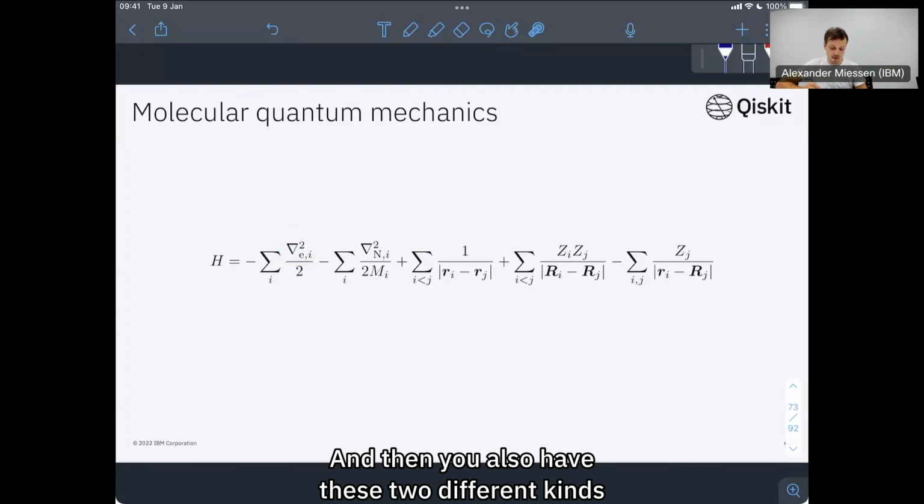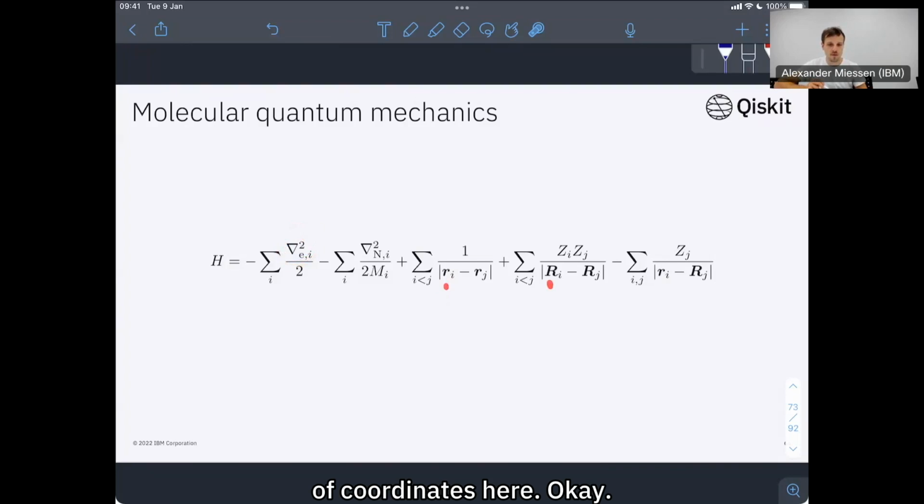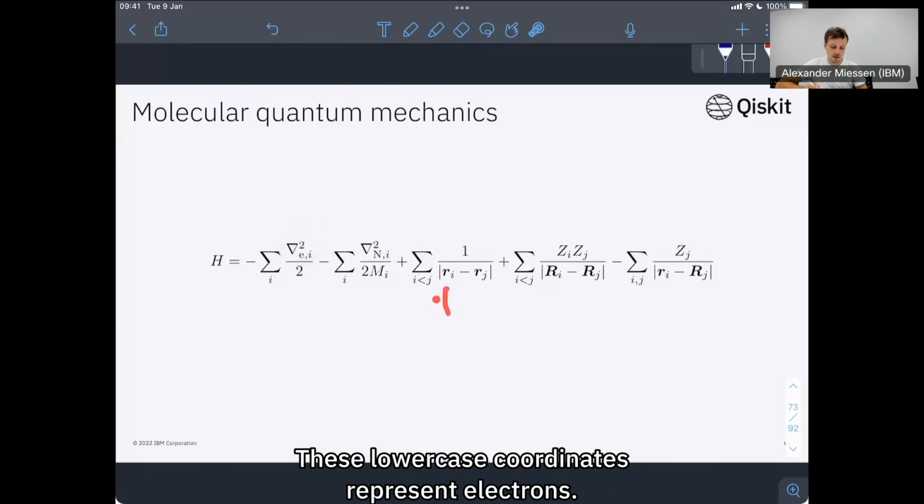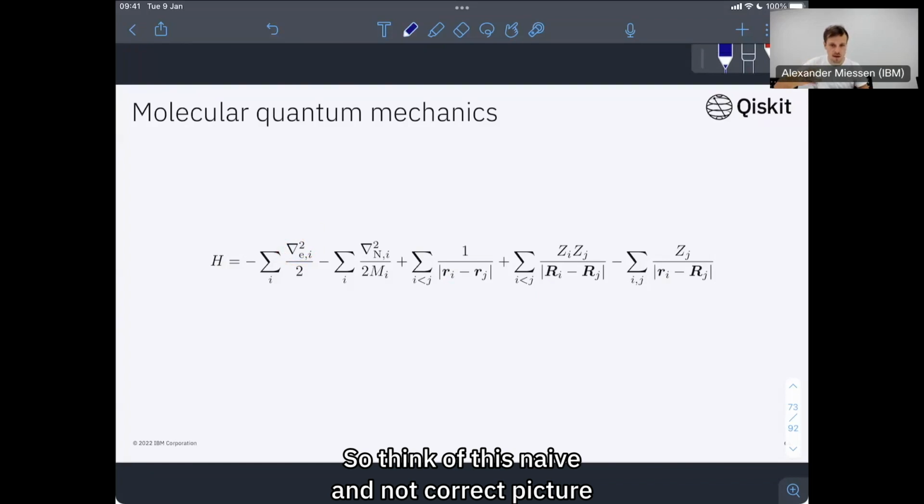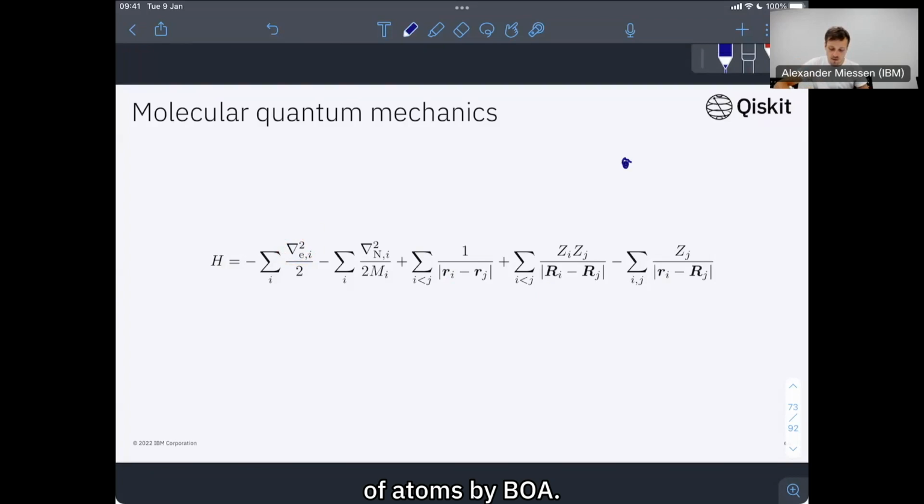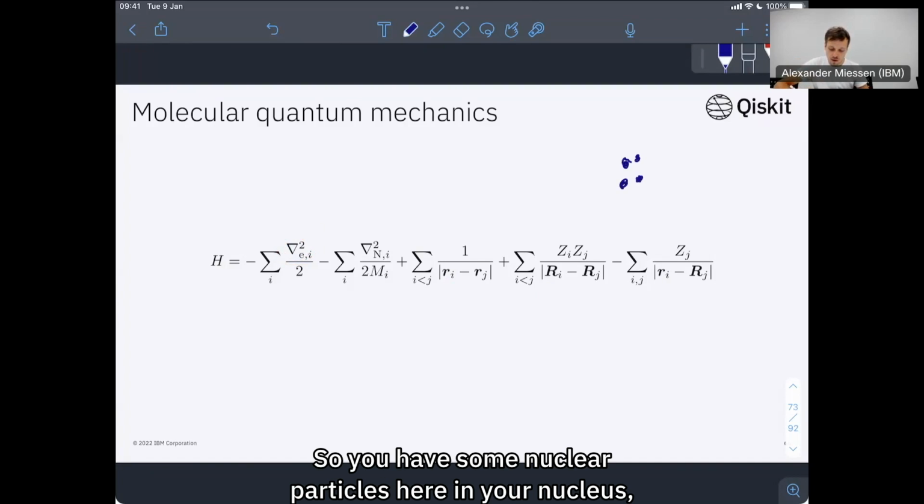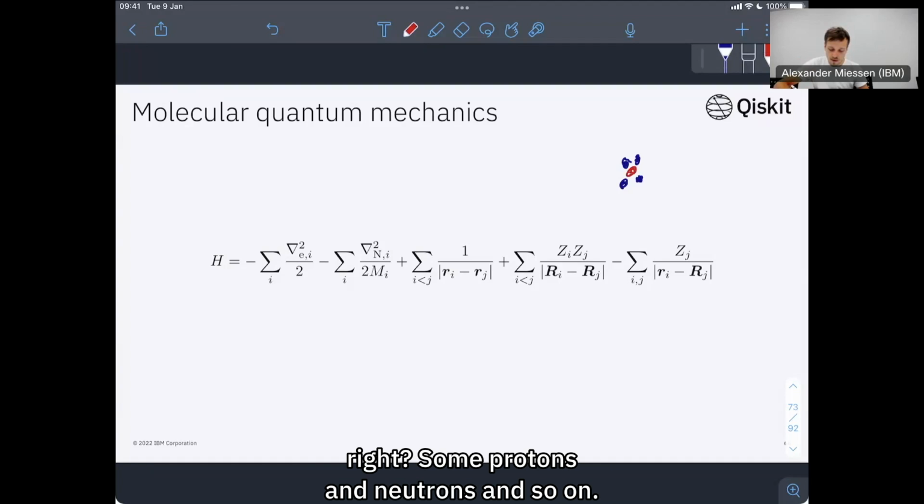And then you also have these two different kinds of coordinates here, okay? These lowercase coordinates represent electrons. These uppercase coordinates represent the nuclei, okay? So think of this naive and not correct picture of atoms by Bohr. So you have some nuclear particles here in your nucleus, right? So protons and neutrons and so on.